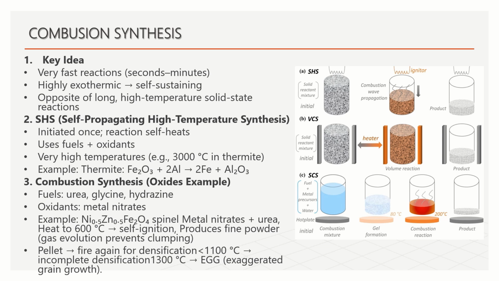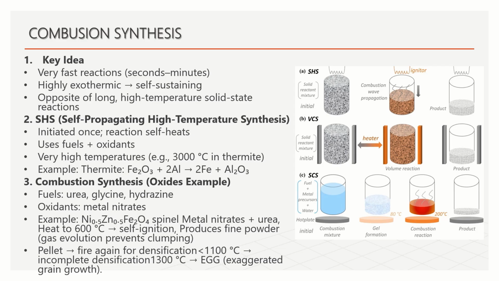A well known example is the combustion synthesis of nickel zinc ferrite spinel. We mix the metal nitrates and urea in exactly the right ratio so that the maximum energy is released. When the mixture is heated to around 600 degrees Celsius in a silica crucible, it self ignites, no external heating needed, and the spinel forms almost instantly. Because the reaction produces gases, the powder formed is extremely fine and fluffy. Later, we can press this fine powder into pellets and heat them to make dense ceramics.